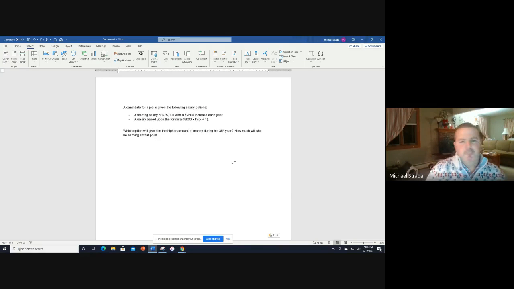So it says a candidate for a job is given the following salary options. Starting salary of $75,000 with a $2,500 increase each year. A salary based upon the formula 48,000 times the natural log of x plus 1. Which option will give him the higher amount of money during his 35th year? How much will she be earning at that point?